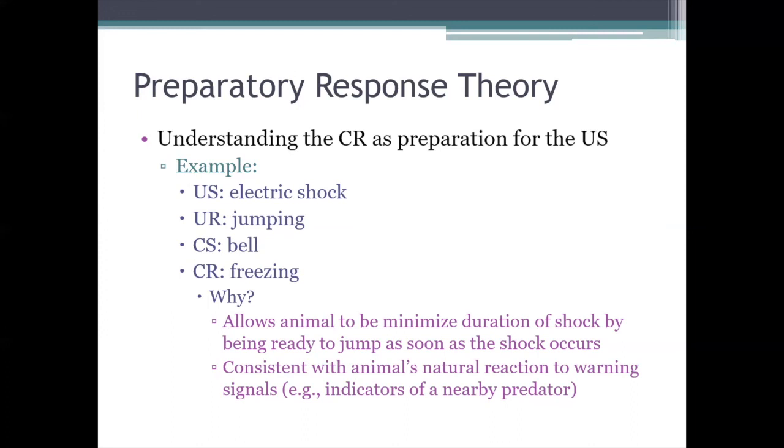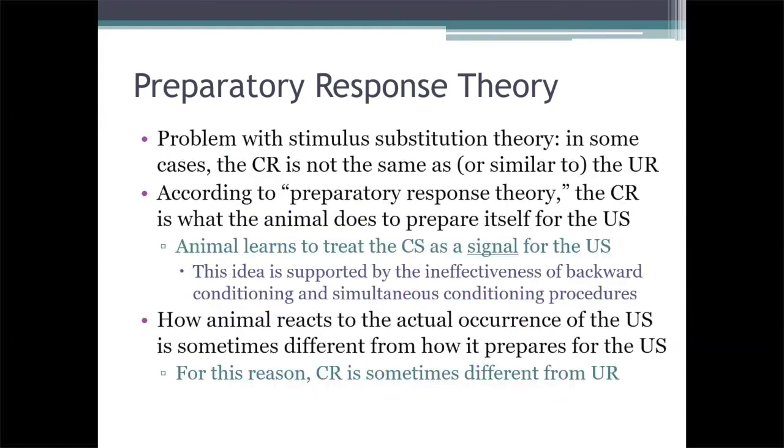Instead, it's better off responding to those stimuli by freezing. It's better off staying still, being quiet, minimizing its chances of being found, but also being ready to flee at a moment's notice. Okay? So the point is, again, the way an animal reacts to the unconditioned stimulus when it actually occurs is sometimes quite different from how it prepares itself for the occurrence of that unconditioned stimulus. And according to preparatory response theory, that's why the unconditioned response and the conditioned response are not always the same. They can be the same or similar, but they don't have to be. The important thing is that the conditioned response gets you ready for, it prepares you for the unconditioned stimulus.